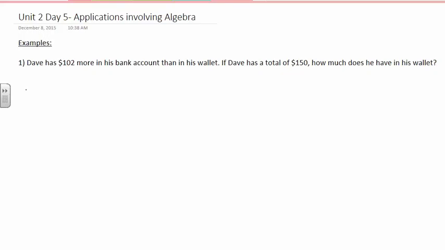Dave has $102 more in his bank account than in his wallet. If Dave has a total of $150, how much does he have in his wallet?